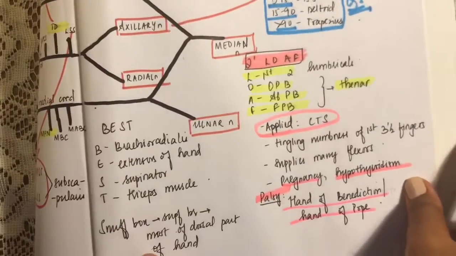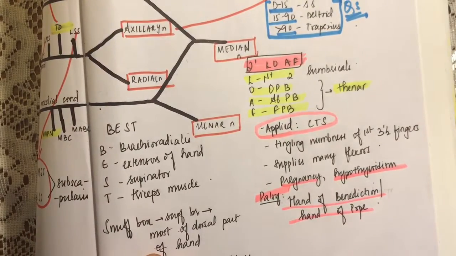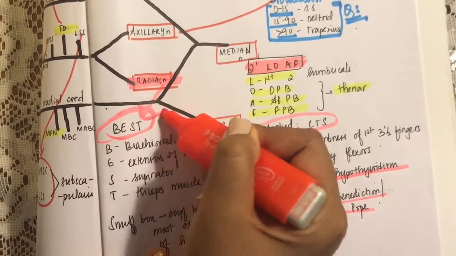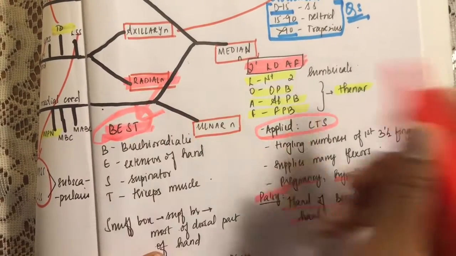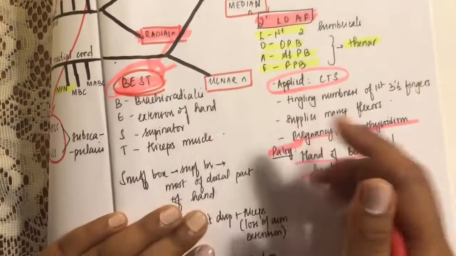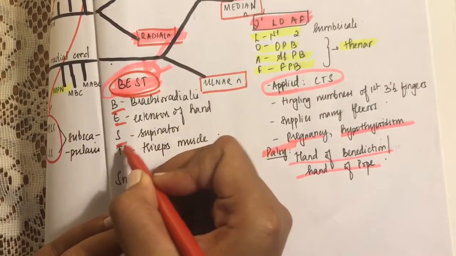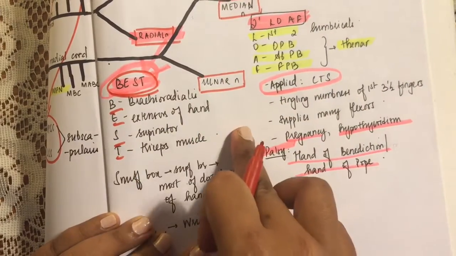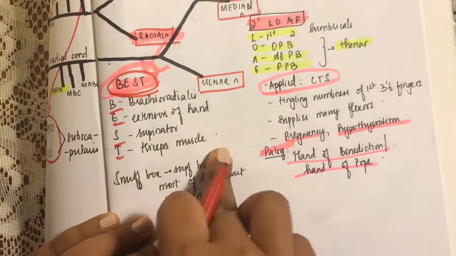Coming to the radial nerve. So this is my favorite nerve. It should be your favorite nerve. It's the best nerve in the world. So this is a mnemonic for the radial nerve. It is the best. Okay, why best? Because it supplies the brachioradialis, the extensors of the hand, the supinator, and the triceps muscle.